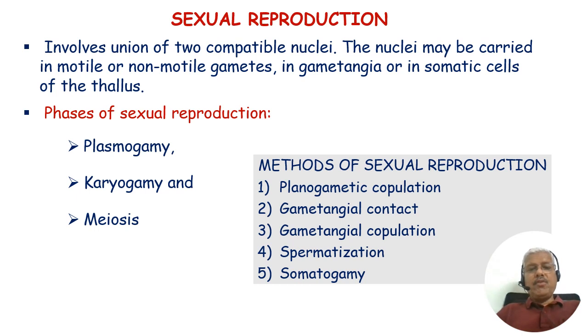Sexual reproduction in fungi. The sexual reproduction in fungi involves union of two compatible nuclei. The nuclei may be carried in motile or non-motile gametes, in gametangia, or in somatic cells of the thallus. There are three typical phases which occur in sequence during sexual reproduction, and they are plasmogamy, karyogamy, and meiosis. The various methods of sexual reproduction are Planogametic Copulation, Gametangial Contact, Gametangial Copulation, Spermatization, and Somatogamy.